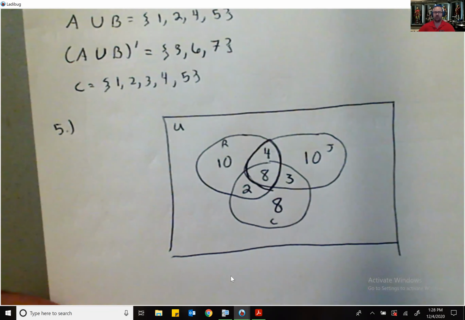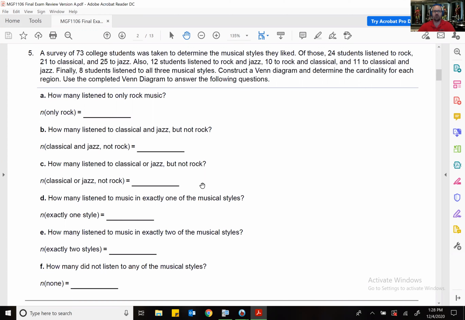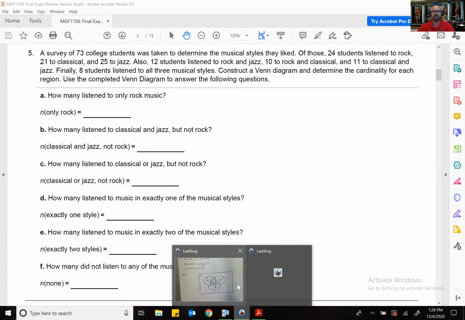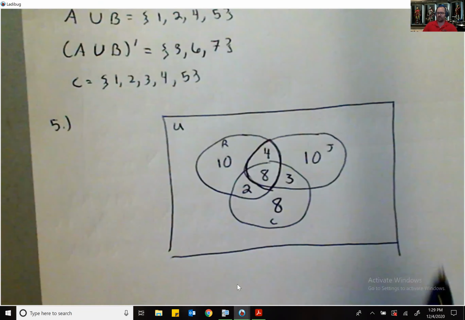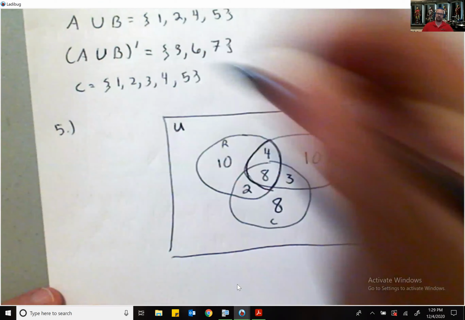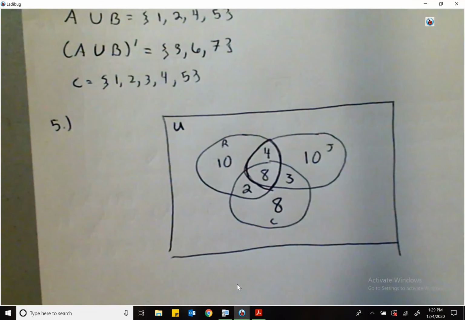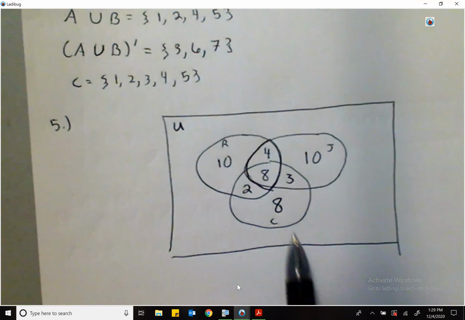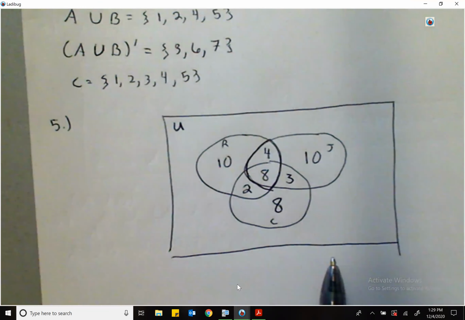All right. Now, we know that college students don't all listen to just rock, classical, and jazz. There are many other varieties that we like to listen to. But we talked to 73 college students. So my question is, are there any others that might be out here in the universe? How do I determine that? You add up the 3 groups, so 24, 21, and 25 give you 70. So 3 others are floating in the universe.